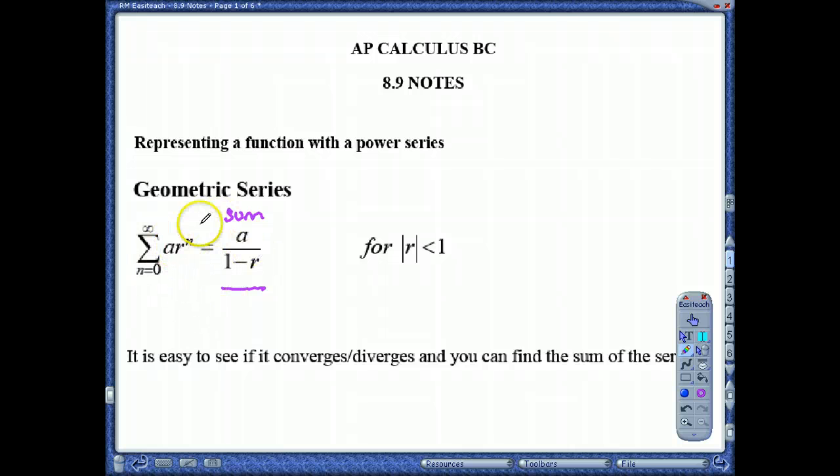Now, what makes the geometric series so great is not only that we know the sum of that geometric series, but we also know the convergence of that series. We know that if the absolute value of r is less than 1, we're going to converge. So we're going to be looking at functions that are in this general form and come up with the power series that would represent it.